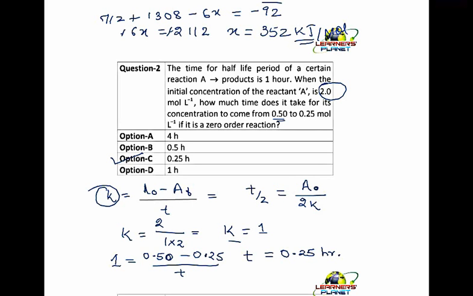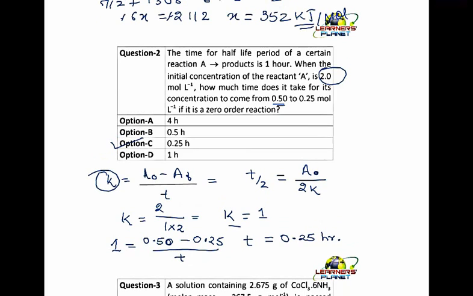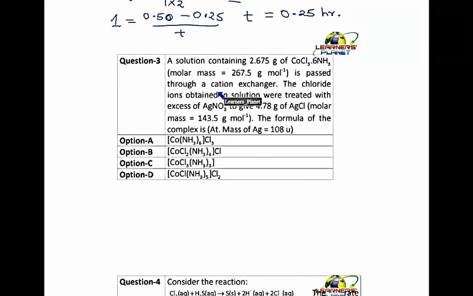So this question was from chemical kinetics, students, and the marking scheme was +4 and -1. Now let's take up our next question.